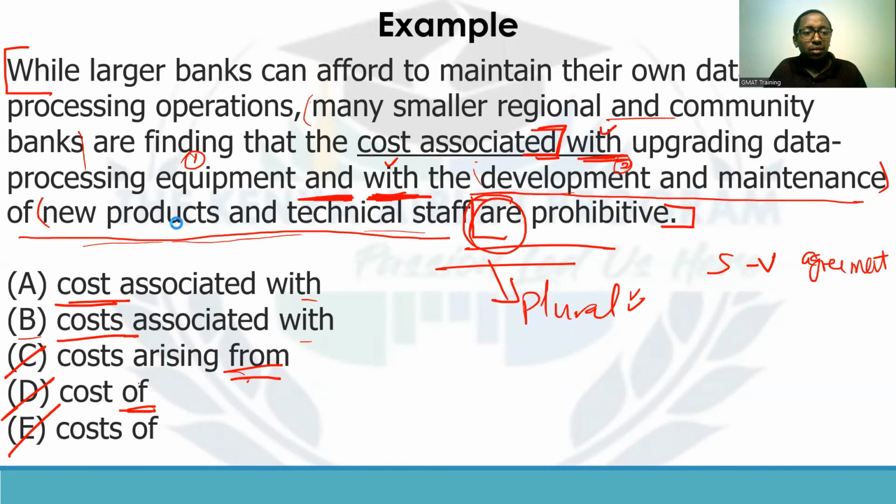So that leaves option B as our answer, because now the sentence becomes that the costs associated with upgrading data processing equipment and development and maintenance are prohibitive. So what is prohibitive? These costs. So for that reason, we found our answer B. So we used parallelism to eliminate 3 of the answer choices, and then we used subject-verb agreement to eliminate our last answer choice, so that we remain with our correct answer.